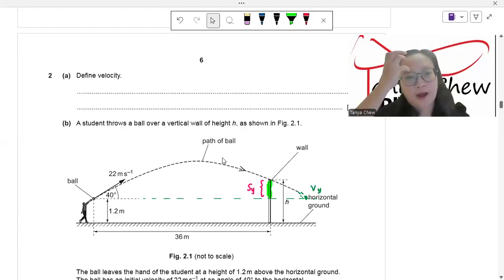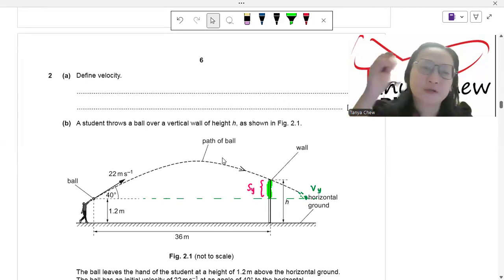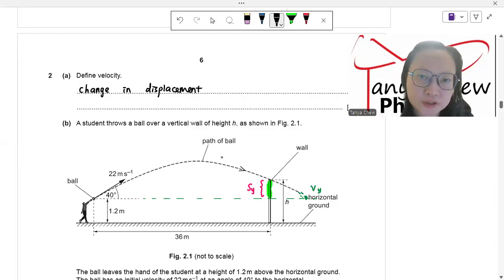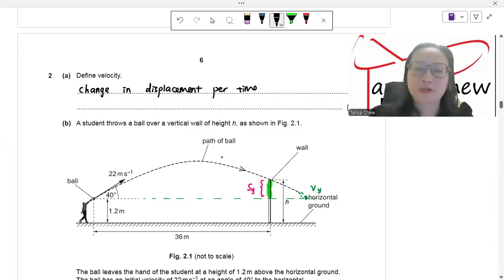The next one, define velocity. Now, to define velocity, velocity is actually the change in displacement per time, or change in displacement divided by time.